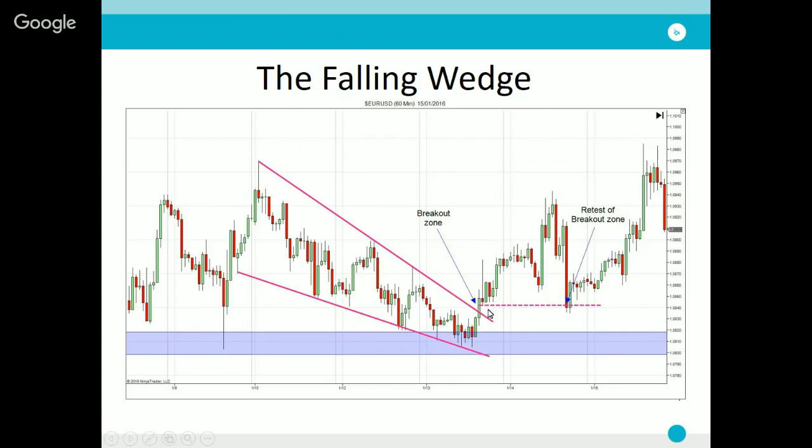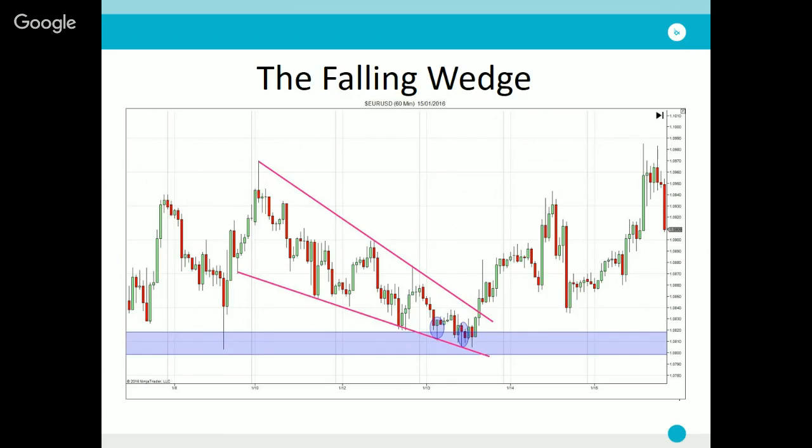So I like to enter on a candle close, and preferably as far to the lower end of the range as possible. So this is a great example where we close just outside of the structure, really tight risk and really great upside return.